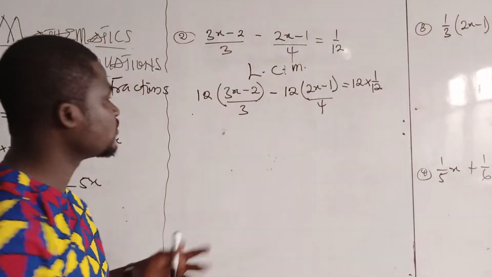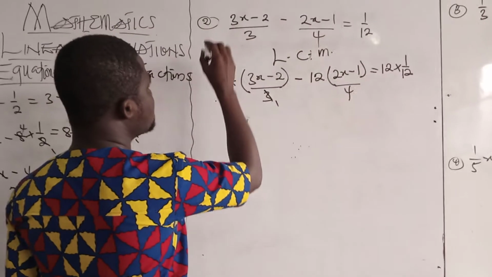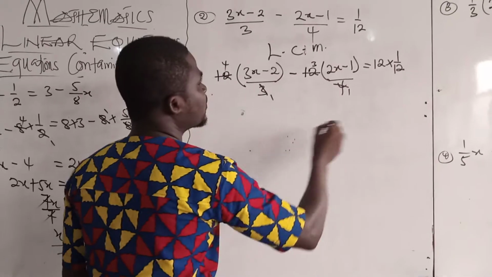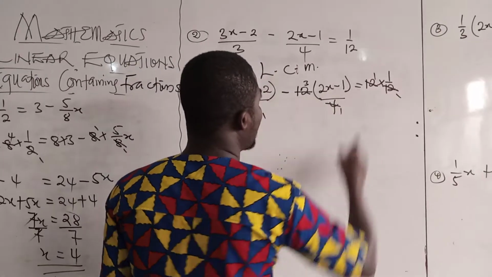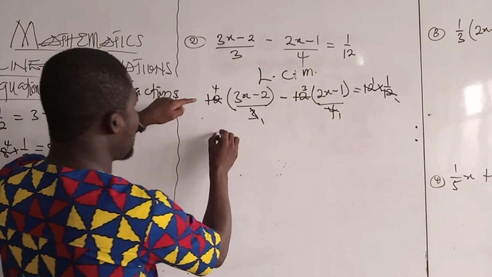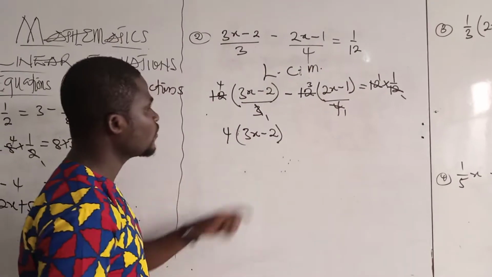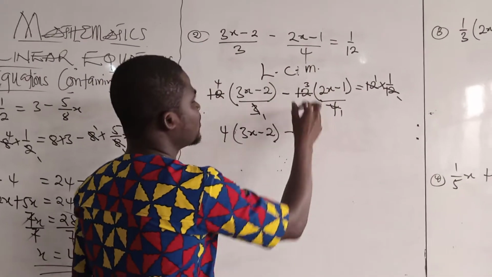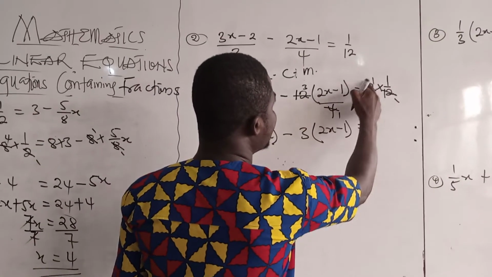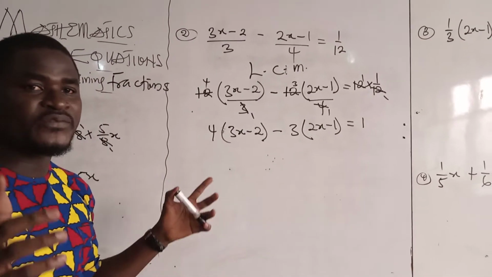So we are going to cancel. 3 goes here 1, 3 goes here 4. 4 goes here 1, 4 goes here 3. 12 goes here 1, 12 goes here 1. Now we're going to write everything again. So I have 4 into brackets 3x minus 2, minus 3 into brackets 2x minus 1 equals 1 times 1, 1. Our next step is to remove the brackets.